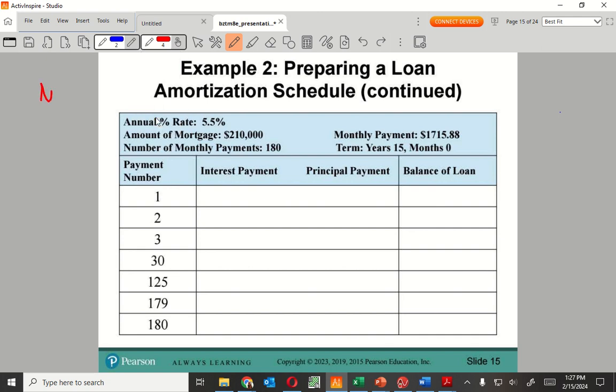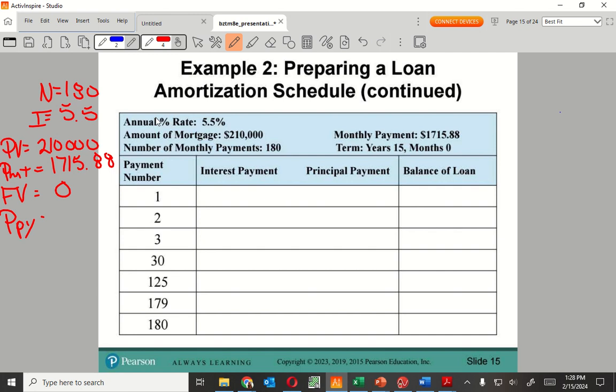So N is 180. I have my I, 5.5. I have PV, which is 210,000. My PMT is going to be 9715.88. I have my future value of all loans has to be 0. I have PPY is 12 and CPY is also 12.